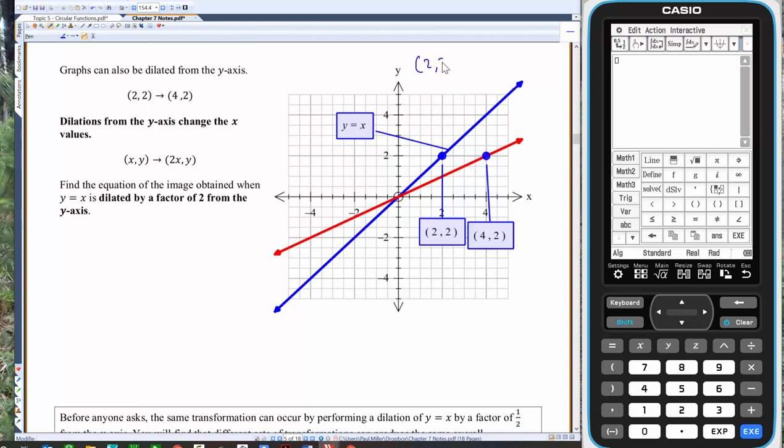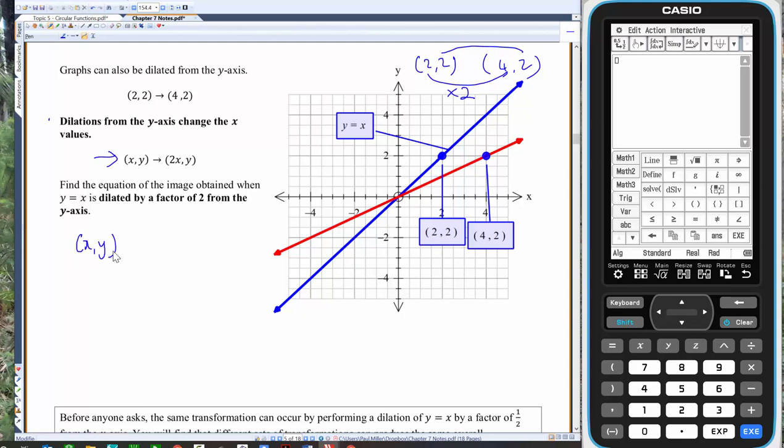So again, note that we started with (2, 2), it became (4, 2), and what we were doing is dilating from the y-axis. Now notice here that the y values stay exactly the same, still 2, but what happens to the x values is it gets multiplied by 2. So here's the conclusion: dilations from the y-axis change the x values, and this is the mapping. So find the equation of the image obtained when y equals x is dilated by a factor of 2 from the y-axis. That one is a little bit harder to guess and check, but let's do it.